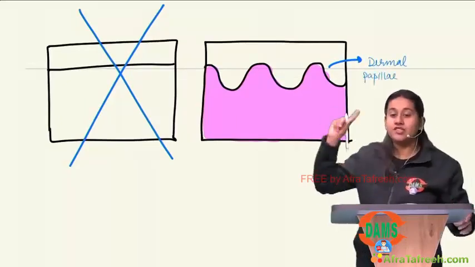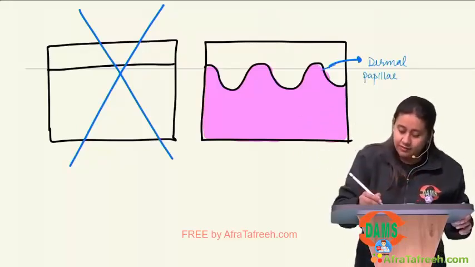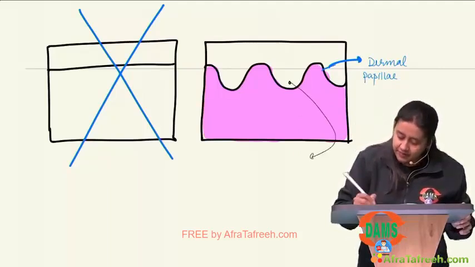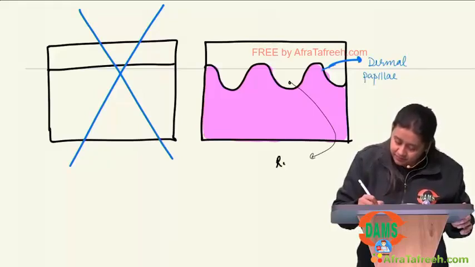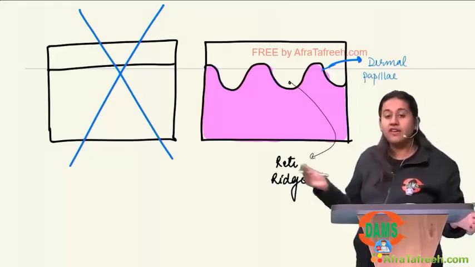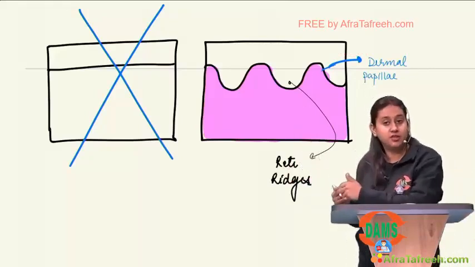The upward projections are the dermal papilla. This particular one. While the downward extensions, these, what are these? These are your rete ridges. So we have dermal papillas and rete ridges which form a dermo-epidermal junction.